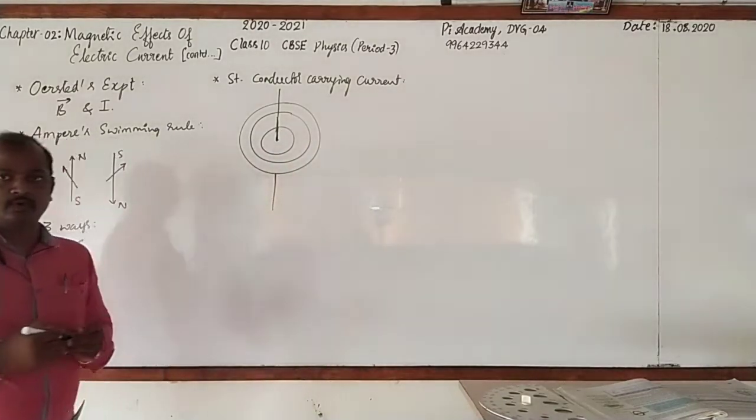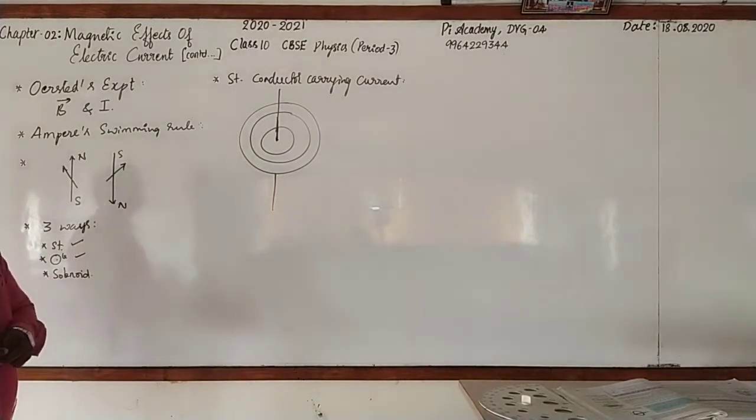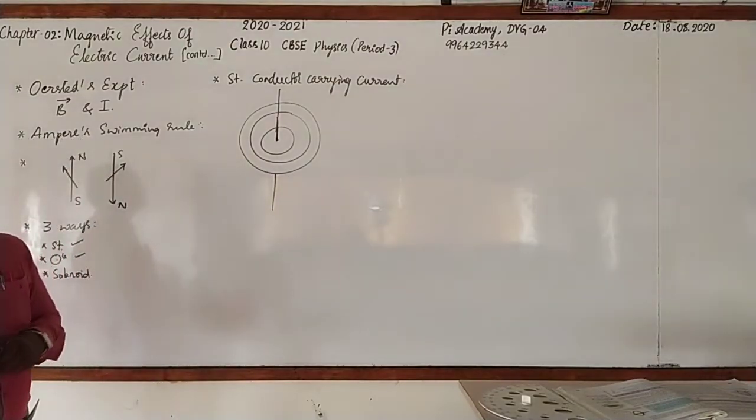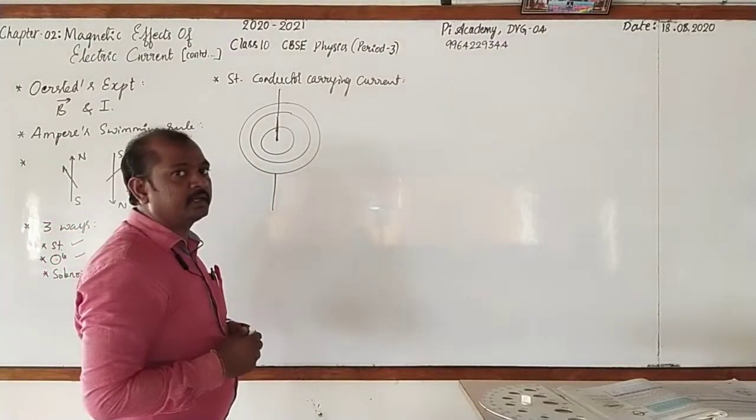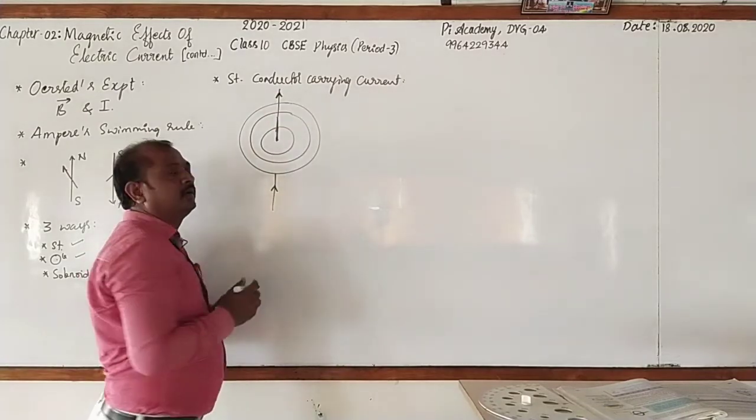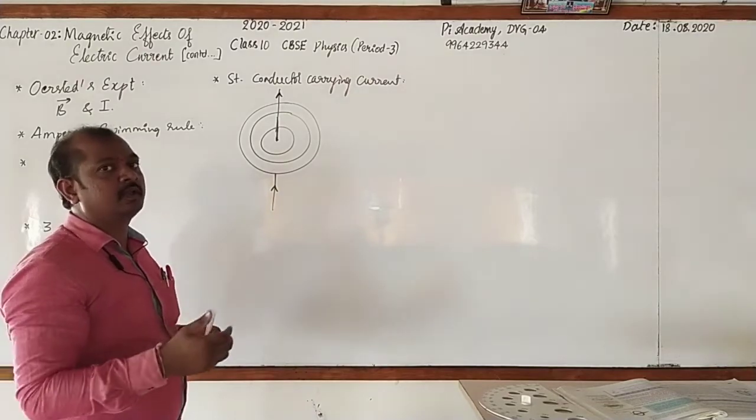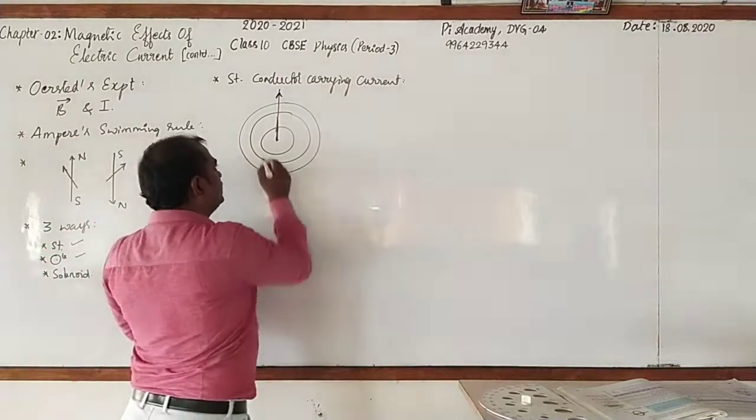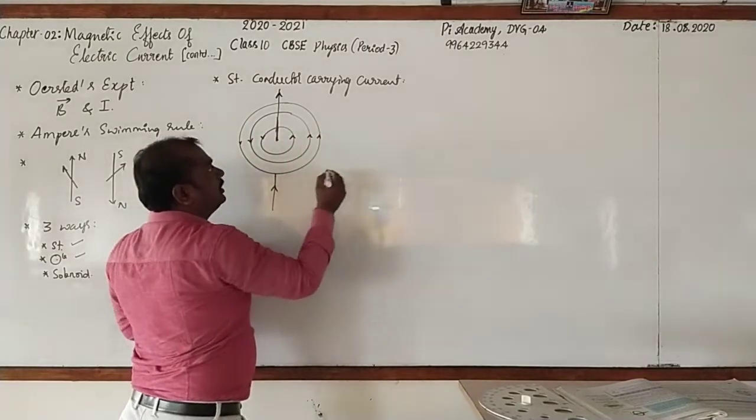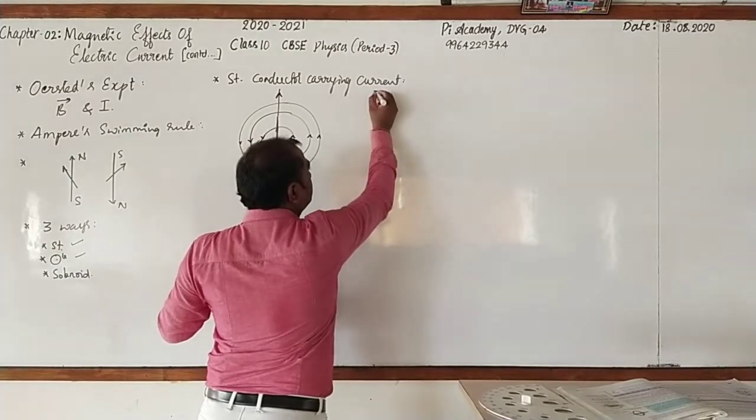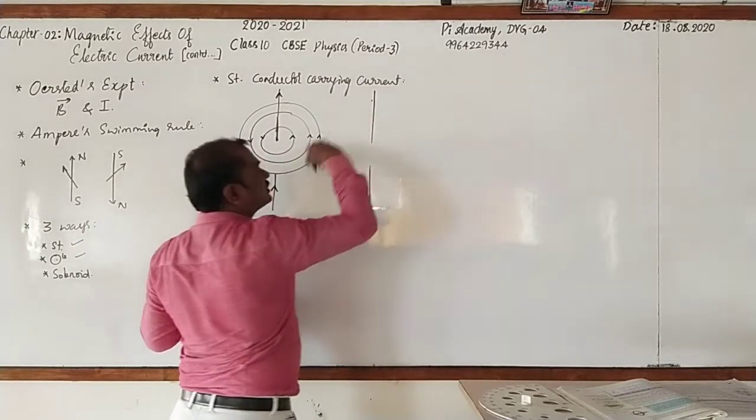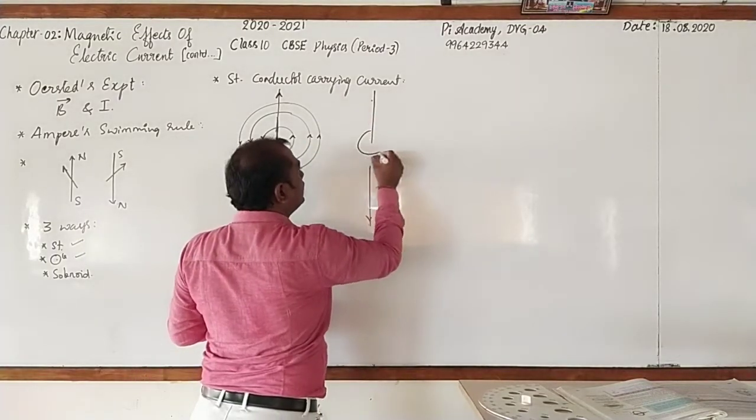Then if it is so, we also come to know that the direction of lines of force depends on the direction of flow of current. If the direction of flow of current is upward, what will be the direction of lines of force? Clockwise or anti-clockwise? Yes, it is anti-clockwise, like this. If the direction of flow of current is downward, then the direction of lines of force will be clockwise.